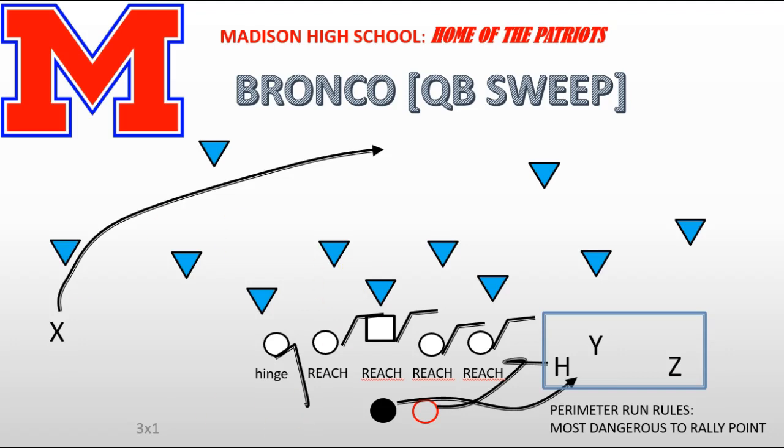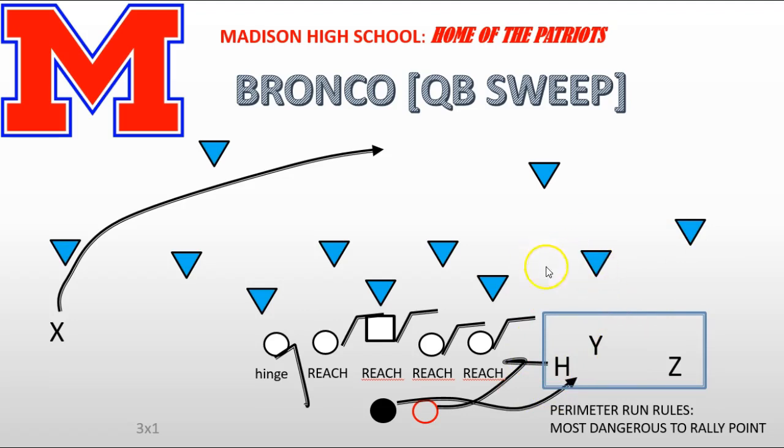But you can tell what we do is we teach our receivers. You can see the boxes. We've got perimeter run rules, most dangerous to rally points. So basically, the way we're lined up here, he's going to step right there. He can block him, and then he's going to block that corner. And this guy's basically free to do whatever he wants to. He can step in there and seal if he wants to. We can go double team that guy right there if we want to.